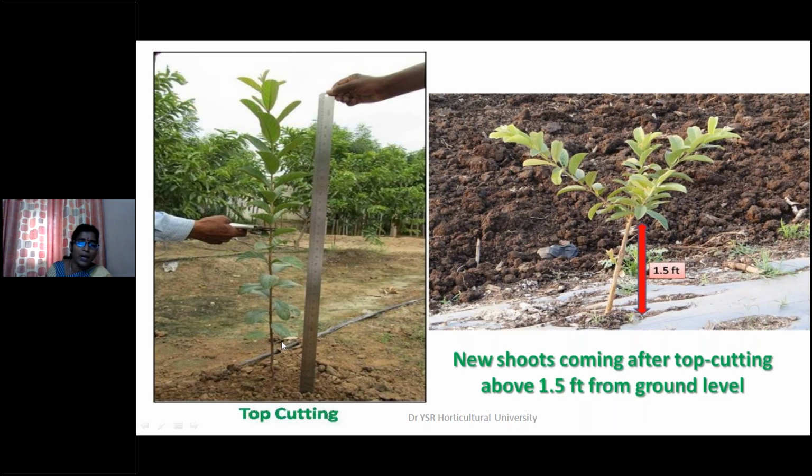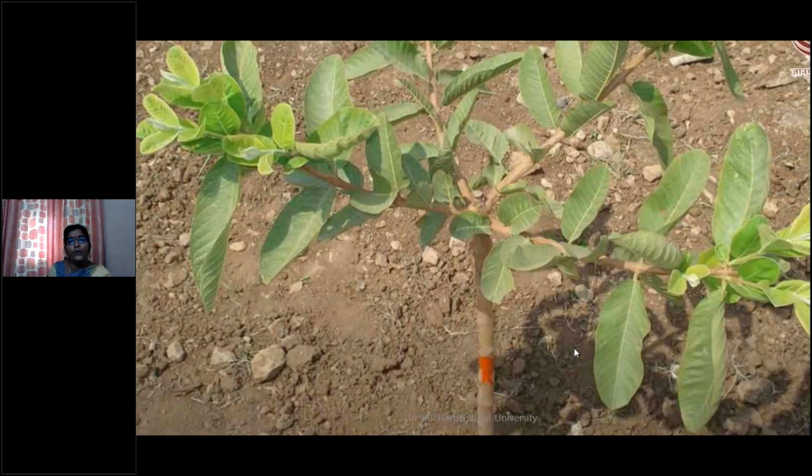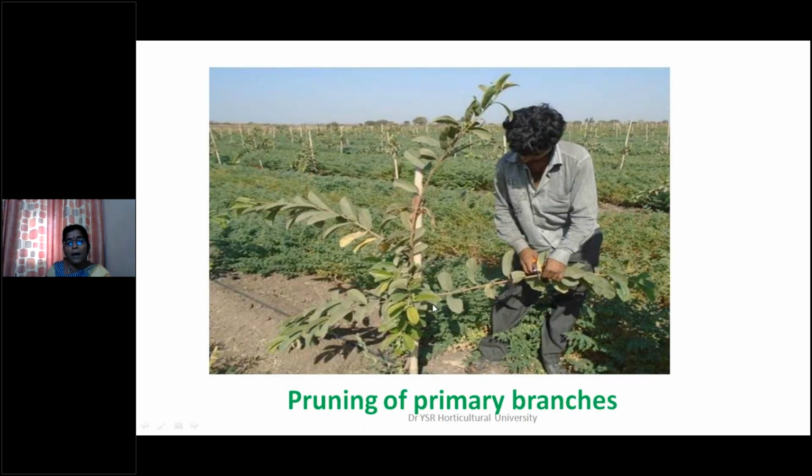This is the method. So this image will explain in detail how to do the pruning. So after planting, we are allowing 1 to 2 months, and you have to top cut here, and after cutting you will get branches below the cut end. Here we have to maintain only 3 or 4 shoots which are well spaced in all the directions. Then here you can see the primary branches pruning. So after retaining 3 or 4 primary branches, after growth of 3 to 4 months, we have to remove 50% of its growth. So this is how to prune the primary branches.